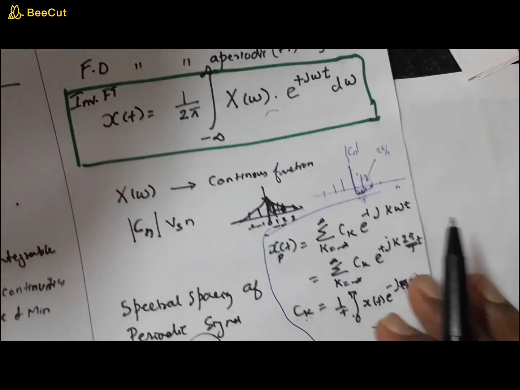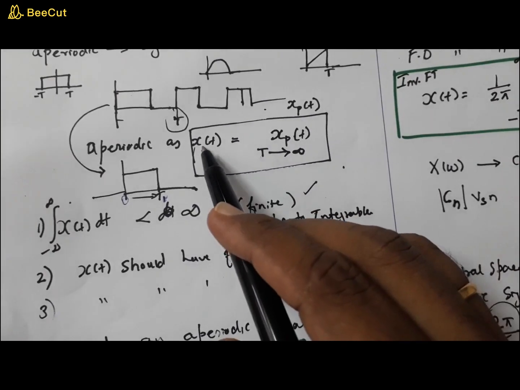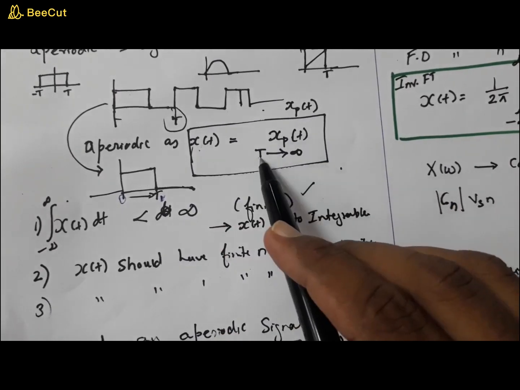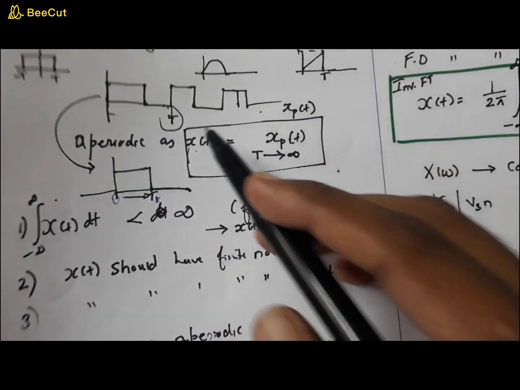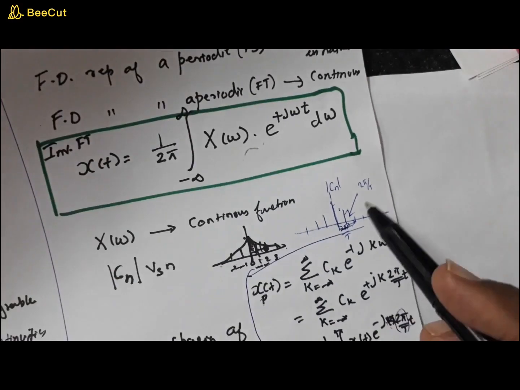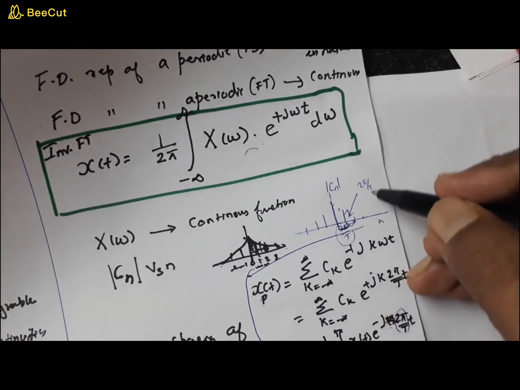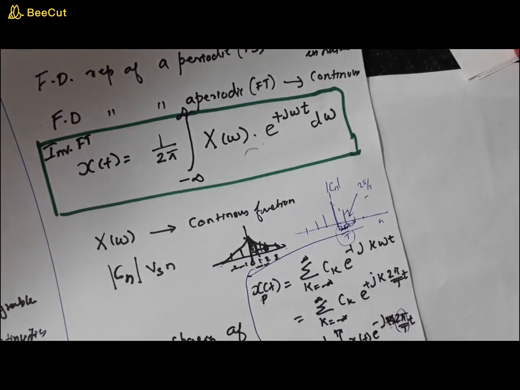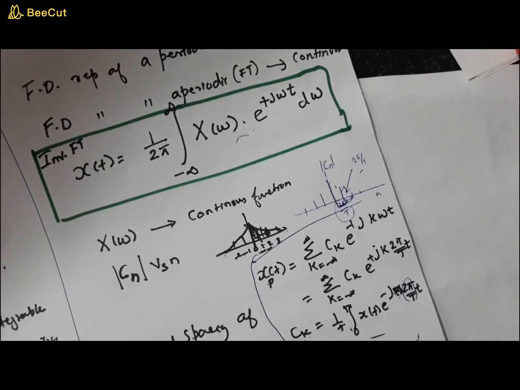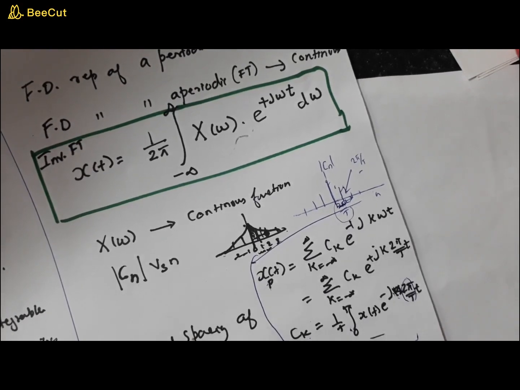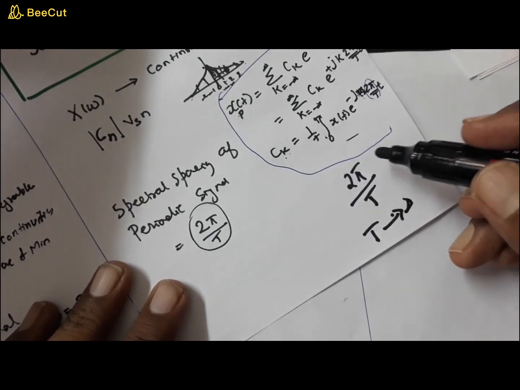Now we know from this study that x of t is nothing but x p of t as T tends to infinity. When you extend your period to infinity, you can convert any aperiodic signal into a periodic one using that. Now what will happen to the spacing when T tends to infinity? The spacing is 2 pi by T, right? So look at this. The spacing is 2 pi by T. What will happen as T tends to infinity? 2 pi by T tends to zero.